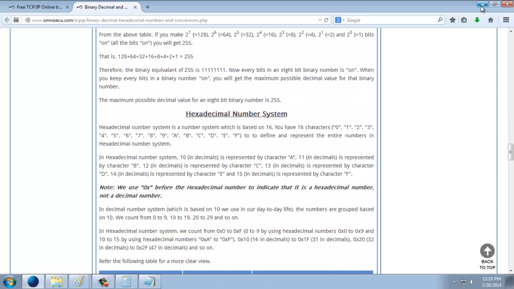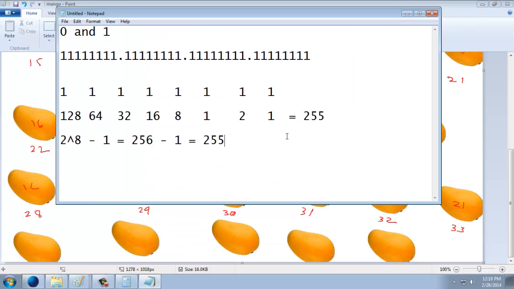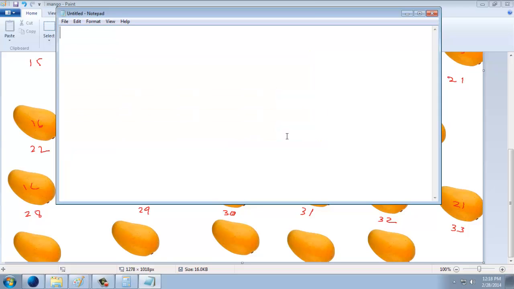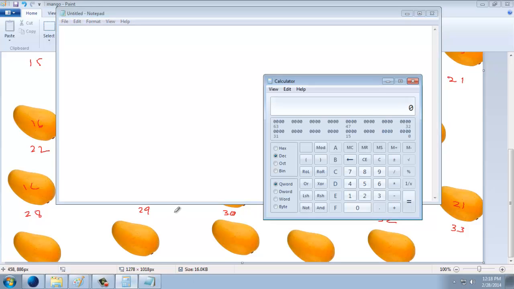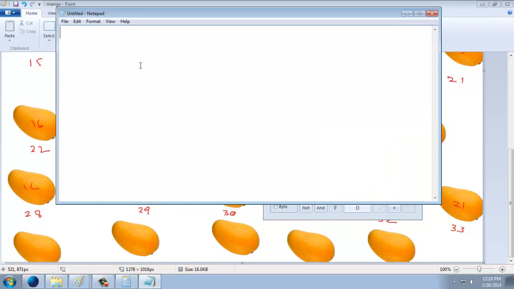Now, how will you convert hexadecimal to binary and binary to hexadecimal? Because in IP version 6 addresses, we have to use hexadecimal numbers. IP version 6 addresses are 128-bit numbers divided into how many parts? 8 parts. So totally we have 128 bits divided by 8. So each part you will get 16 bits. So it looks similar to this one. 1 2 3 4 5 6 7 8.